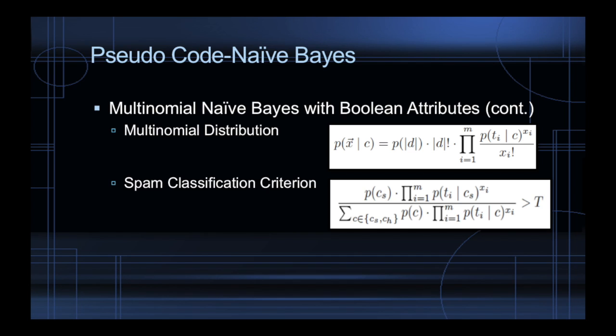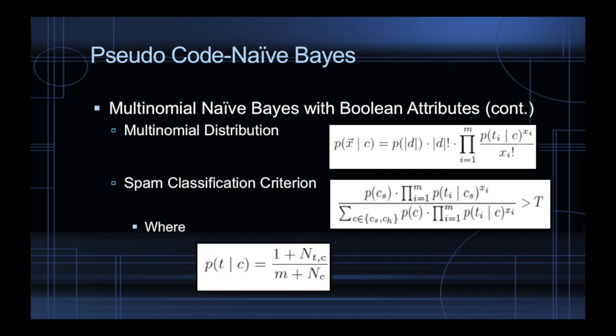Here, capital T is equal to 0.5, since we are classifying an email as spam if it has a probability of at least 0.5. The last formula shows the probability of T sub I given category C. This is used in the two above equations just discussed.